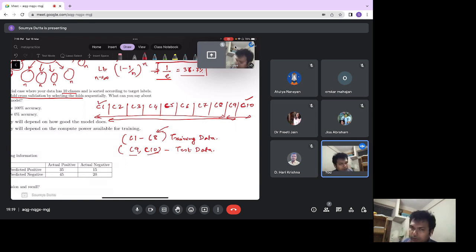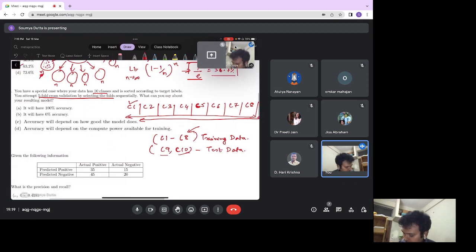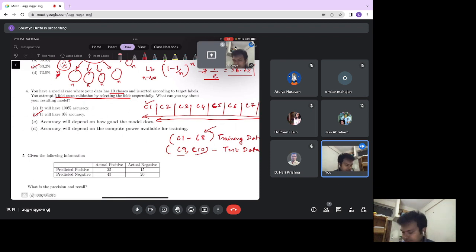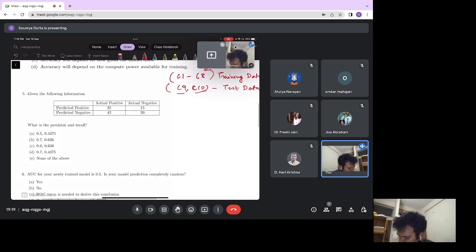And this would happen for all the cases. Whenever you have C3 to C10 as your training data, your model won't be able to predict C1 and C2, and therefore your model will have 0% accuracy, because it won't ever predict. It doesn't even know that the classes you are asking it to predict exist in the training data at all. Therefore it will have a 0% accuracy. I hope this was clear.